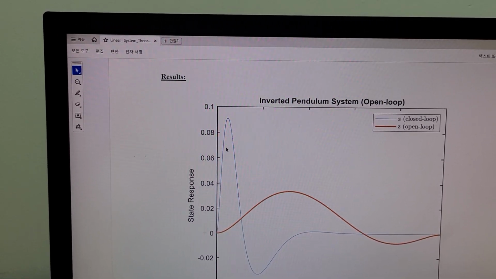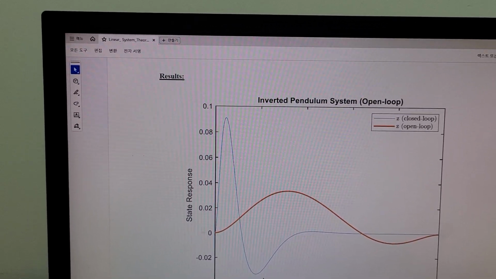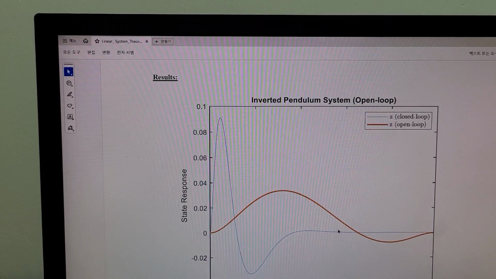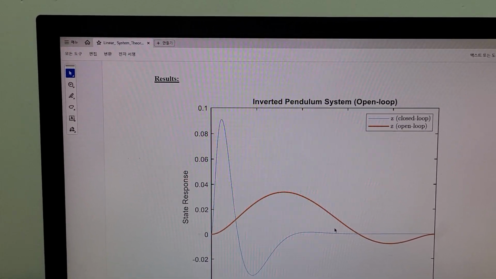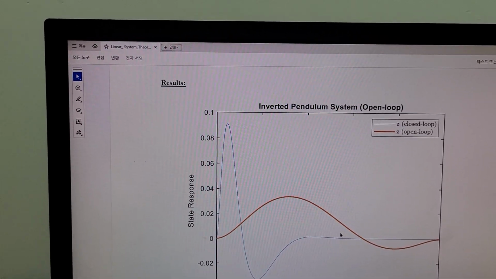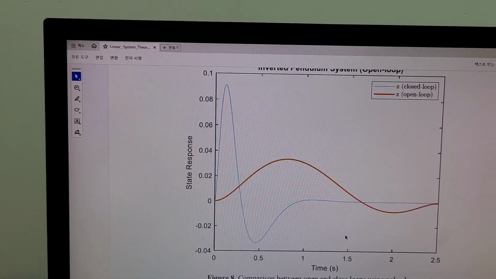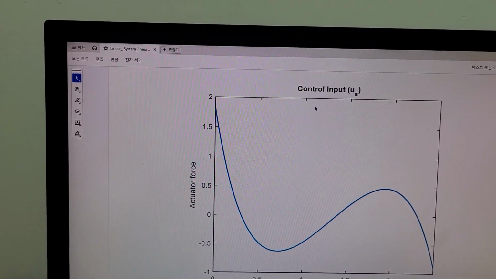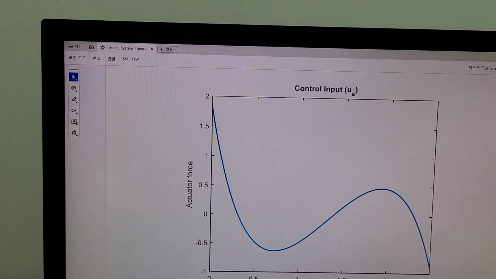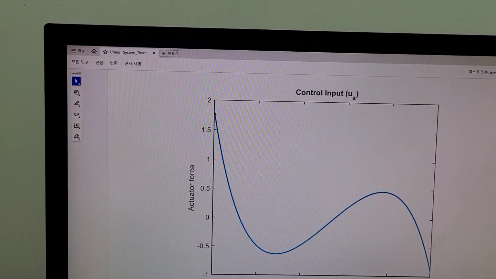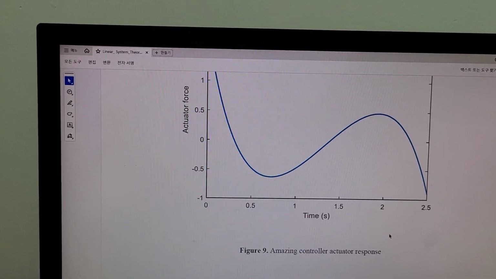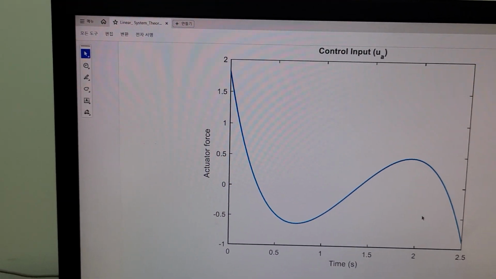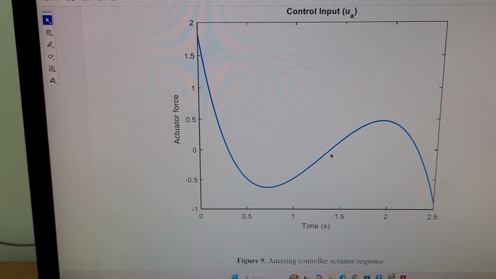But for the pole placement, we get the required response by arbitrarily choosing the position of the poles, according to our own choice. In this second case, for 2.5 seconds, this is the control force for the actuator. So with this I conclude this presentation. Thank you.